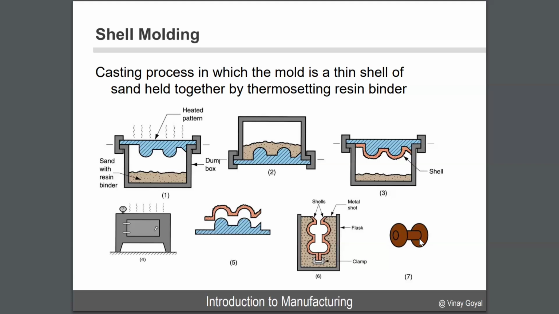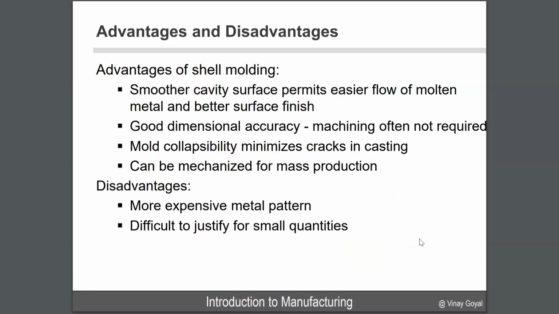Like a dumbbell can be manufactured that way, as an example. What is the advantage and disadvantage of this approach? The advantage is that you get very nice smooth cavity surfaces, good dimensional accuracy because of a very limited amount of machining required. So very little waste from that perspective. The mold collapsibility is not an issue. And you can mechanize this for doing a lot of them at once. So you can do a lot of things here.